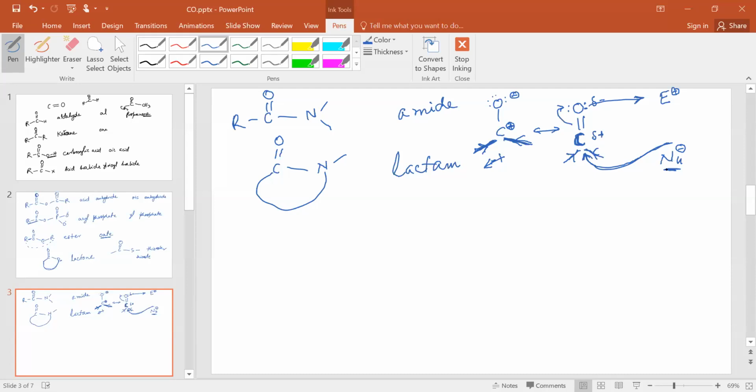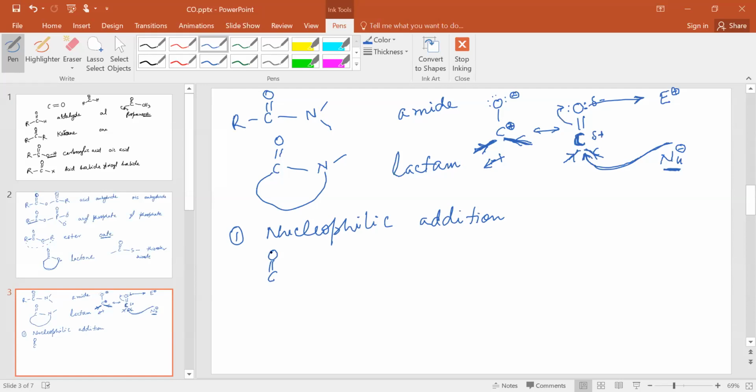Okay, so the first reaction is nucleophilic addition reaction. Okay, nucleophilic addition reaction. So what does it mean? That the addition reaction is started by a nucleophile. Okay, the same like this one. See here, what will happen if there is a nucleophile?